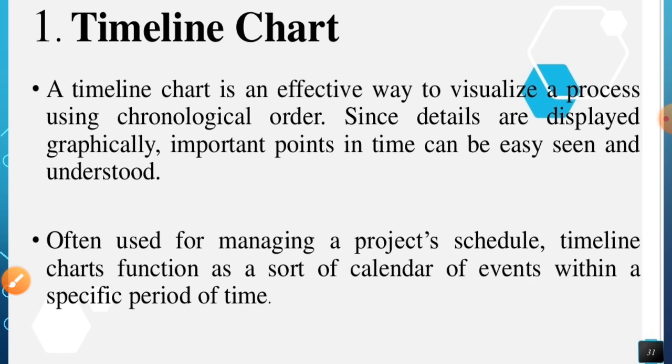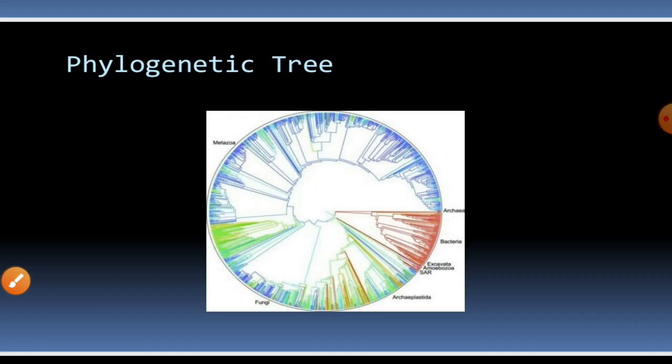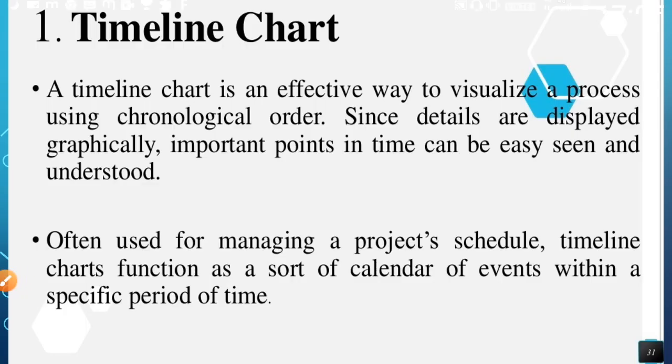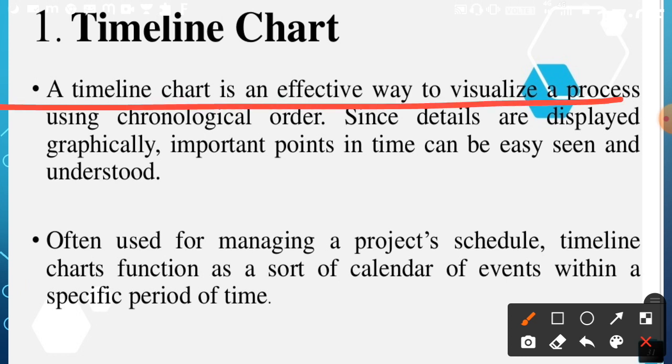Then comes your timeline chart. The name itself says it. What is a timeline chart? A timeline chart is generally used to get a record of our time. It is to have a record of how much time we are allotting for something, how much time we are having to do something. That's what a timeline chart is.